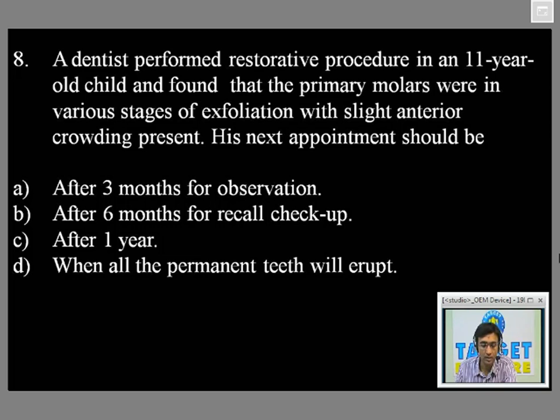But there are two problems. One is that the exfoliation is taking place. At the same time, there is a restorative procedure which has been performed. Owing to these two situations, an orthodontist would like to see that patient as frequently as possible. That would be after 3 months. In mixed dentition, generally the orthodontist would want to see the patient at least every 6 months. But if there is a debilitated dentition like this, with restorative procedures performed, and at the same time the primary molars in various stages of exfoliation, an orthodontist would want to see the patient a bit more frequently.